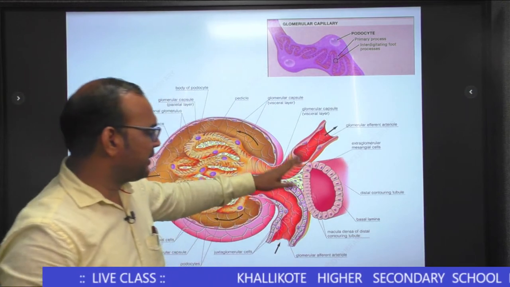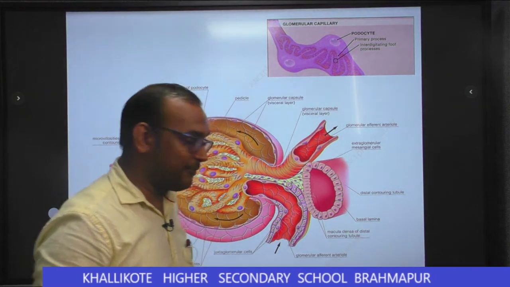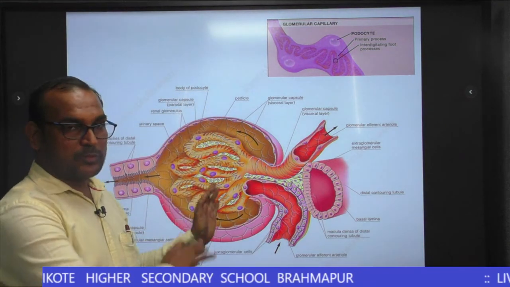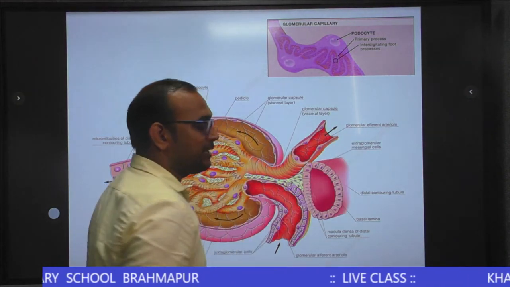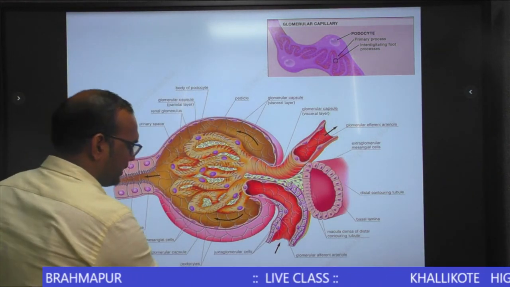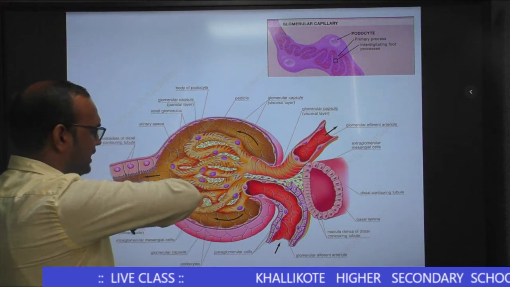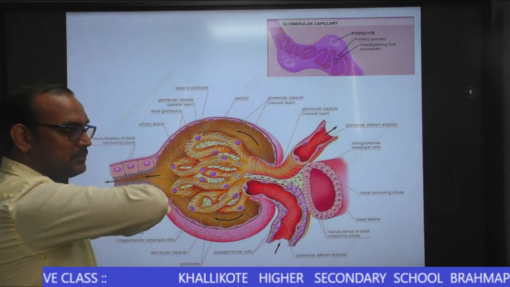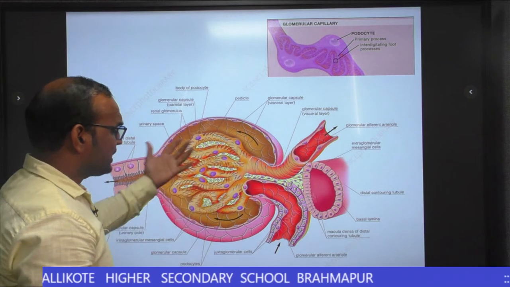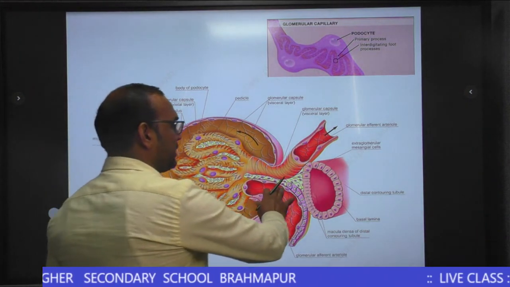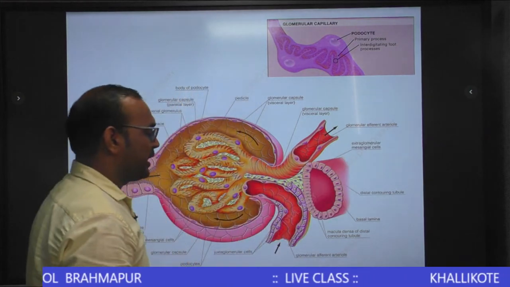So the glomerular afferent arteriole, blood comes in through the afferent arteriole, glomerular filtration happens, then it will go out from the glomerular efferent arteriole. The mechanism of exchange we will study separately in the next class.